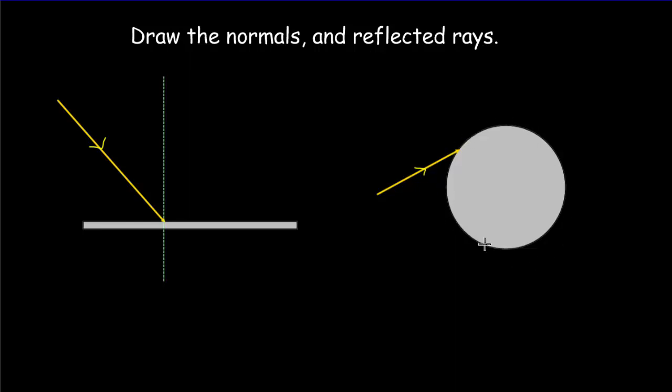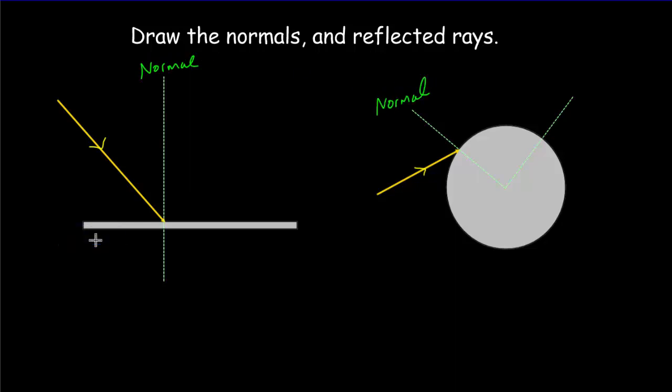Now with the spherical surface, we need a line that comes out perpendicular to the surface of the sphere at that point. And any line that comes from the center of a circle will always cross perpendicular to the surface. So what we need is a line from the center of the circle going through that point of contact. So we've now drawn our normal lines here and here.